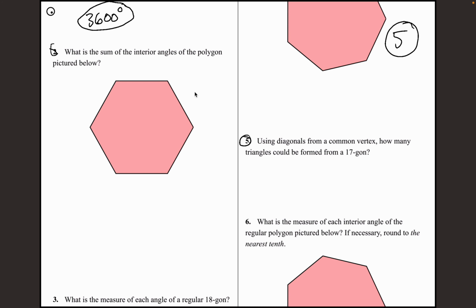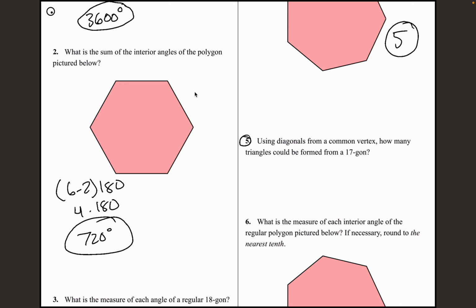Okay, let's come back together. Number 2. How many sides does this polygon have? This has 6. We just did this one earlier. So I need to do 6 minus 2 times 180. And what's 4 times 180? Perfect. Now, number 5. It says we need to find how many triangles of a 17-gon. So what do we do? 17 minus 2. And what is that?